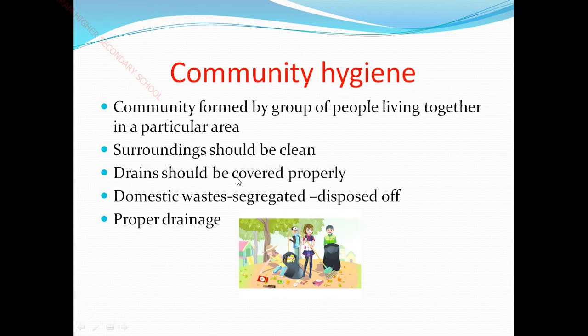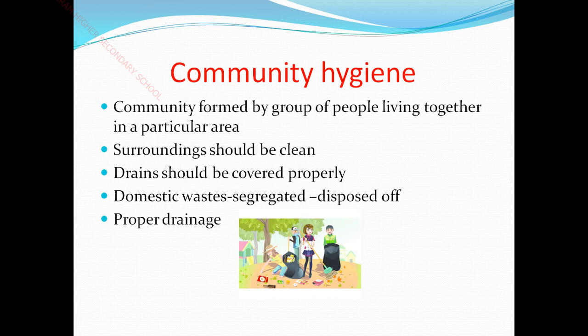So the drain should be properly covered, and the domestic waste should be segregated and disposed of. You can see the corporation person when they come, they have two different types of baskets, green and red. Green indicates biodegradable waste like kitchen waste and vegetable peels, all the things which can be decomposed, and they are put in the green basket. Non-biodegradable waste like glass, metals, and any other toxic substances, medicines, and shoe polishes should be separated and disposed of separately.